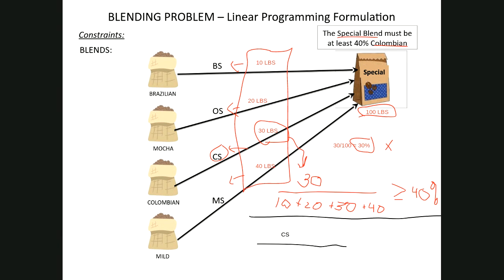So the denominator, in terms of our decision variables, is the Brazilian that's in the special plus the mocha that's in the special plus the Colombian that's in the special plus the mild that's in the special. All right, and so there's our ratio. And of course, we know now that we want this ratio to be greater than or equal to our 40%.